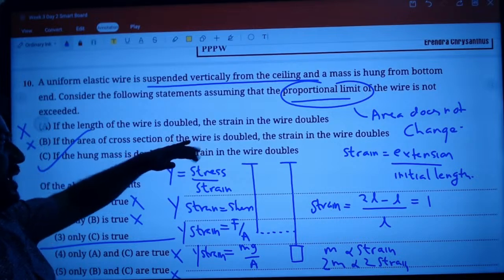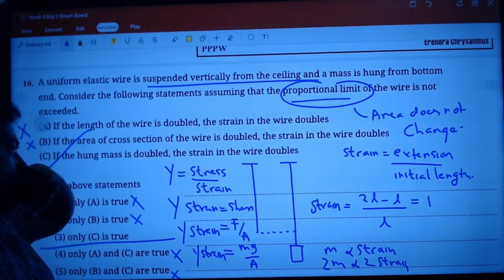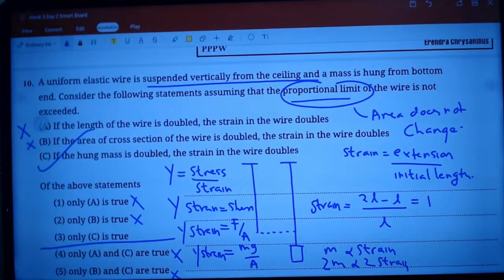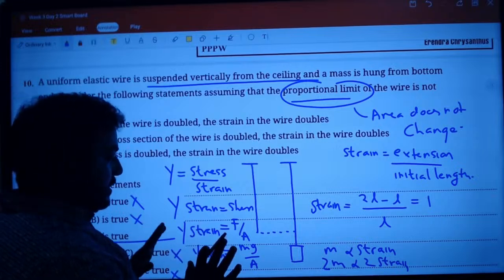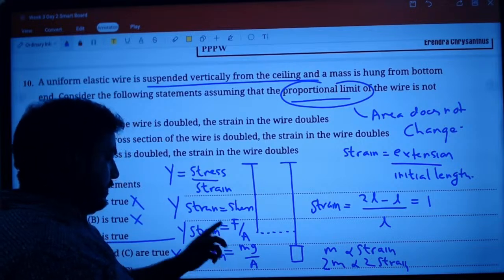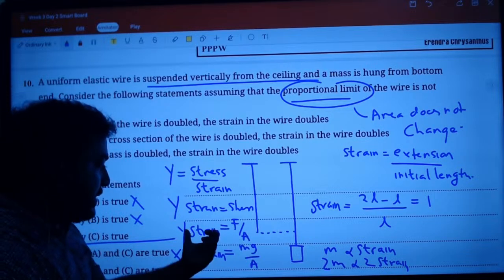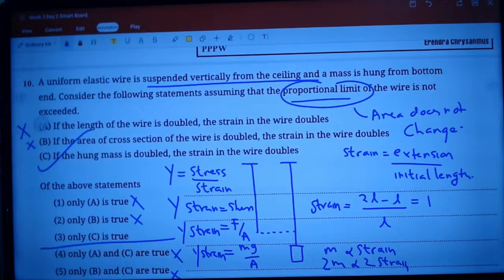The cross-sectional area is not related to strain. Okay, we'll do it like this. Cross-sectional area is related to strain, but inversely. If the area increases, strain will reduce. Right.